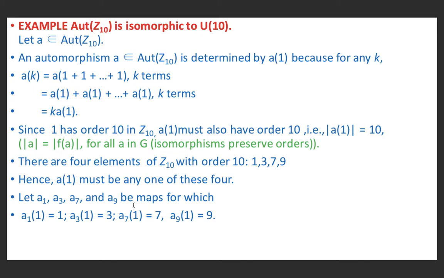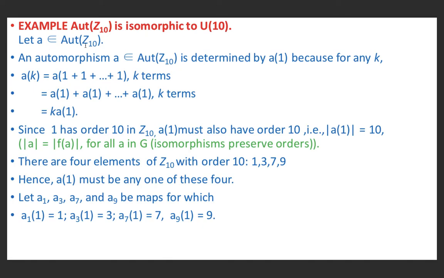Now we have an example: the automorphism group of Z10 is isomorphic to U10. We know that Z10 is the group of integers modulo 10 under addition, and U10 is a group under multiplication modulo 10. We have studied Z10 as well as U10 in previous lectures.